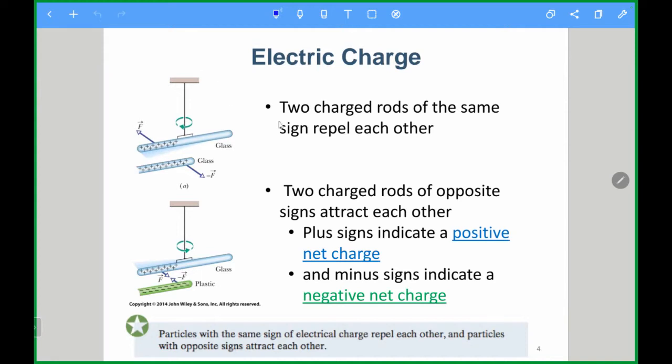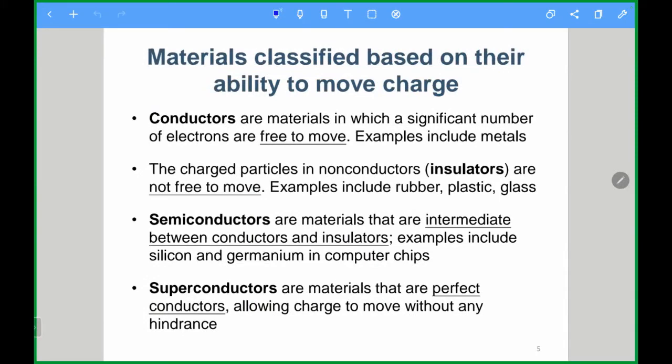It says two glass rods of the same sign repel each other, and a plus sign indicates positive net charge and a minus sign indicates negative charge. And this is the highlight: particles with the same sign of electric charge repel, and particles with opposite sign attract each other, or in short, same repel and opposite attract. This is something very simple.